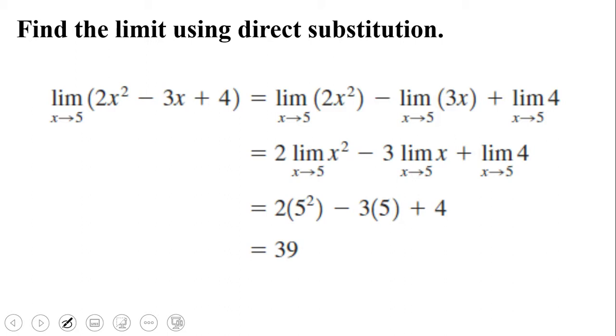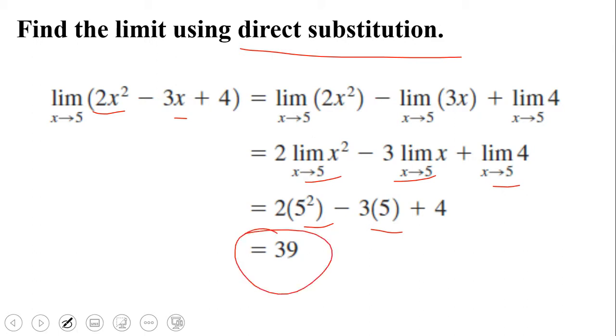So the limit as x goes to 5 of 2x squared minus 3x plus 4. If it says do it algebraically, you're going to try to just plug 5 in for all the x's. So everywhere there's an x, put a 5. This is kind of just showing you some fancy limit notation. You don't have to worry about that. Everywhere there's an x, put a 5. If you get an answer, congratulations, that's the limit. And in this case, it's 39.